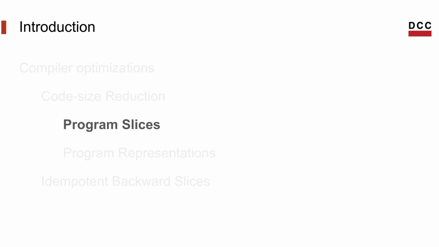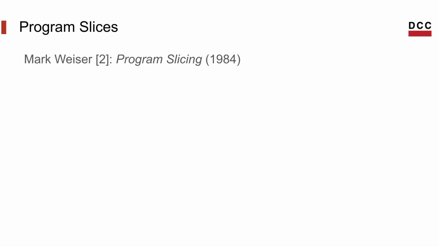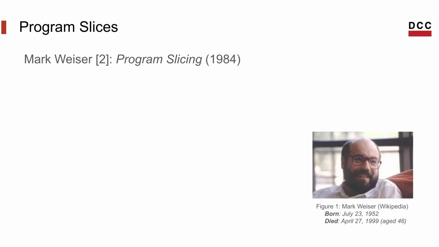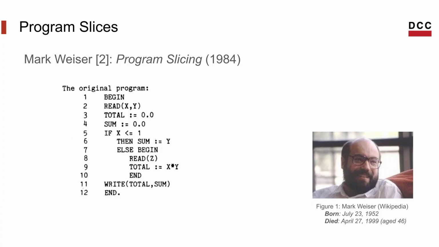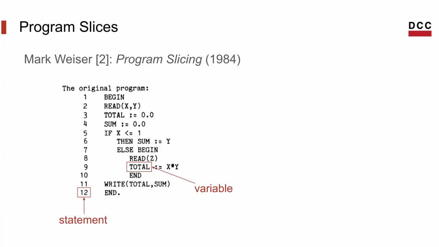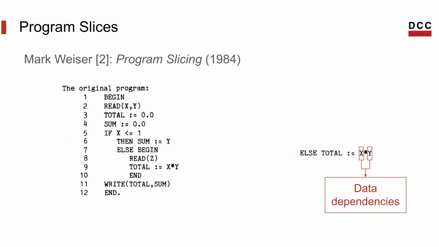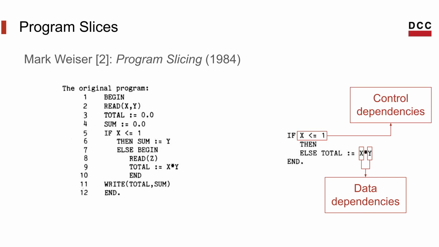But first, let's define what a program slice is. Program slicing was first introduced by Mark Weiser in 1984, and it consists of the following: given an original program, a selected statement, and a variable, let this pair be called the slice criterion. A program slice is a subprogram that contains all data dependencies or variables used by our selected variable, and also has control dependencies, which are predicates that need to be executed to compute the value of the selected variable from the slice criterion.